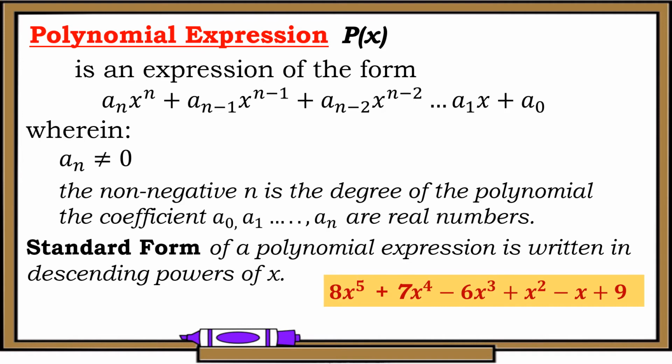For example, 8x to the 5th plus 7x to the 4th minus 6x cubed plus x squared minus x plus 9. Now, if you notice, the exponent here is decreasing. X to the 5th, x to the 4th, hanggang maging x to the first power. Hanggang x to the 0 power yan. And we know that x to the 0 power is equals to 1. All number raised to 0 is equals to 1. Kaya yung last term niya ay constant term.